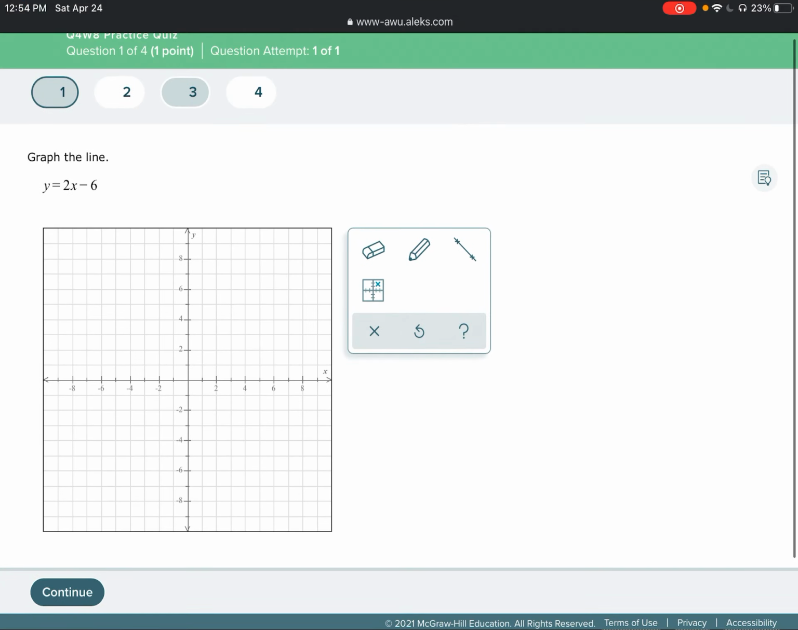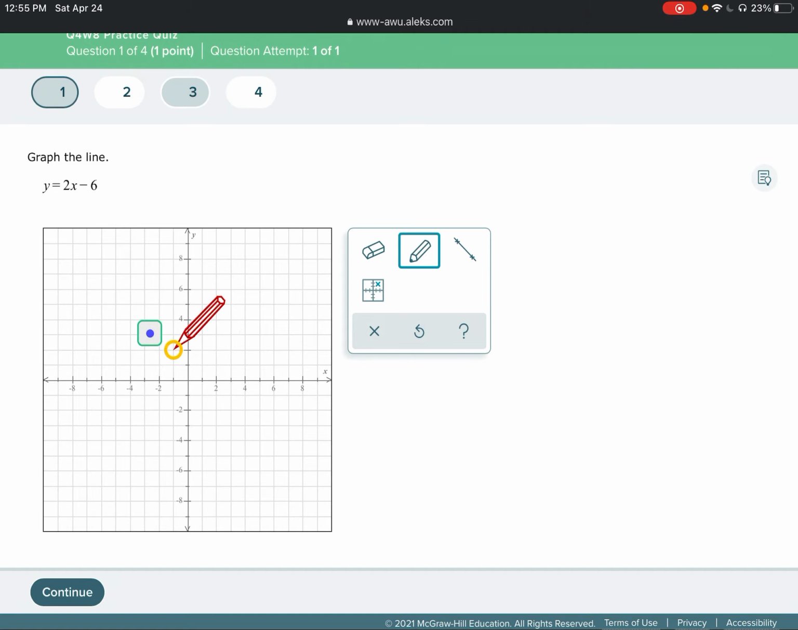So the first thing you want to start with is to identify your y-intercept. If you have y equals 2x minus 6, you have a number that's being multiplied to x, and then a number that's by itself. The negative 6, in this case, is your y-intercept. So you're going to plot that point first.